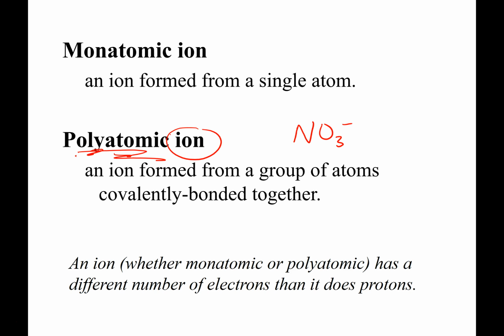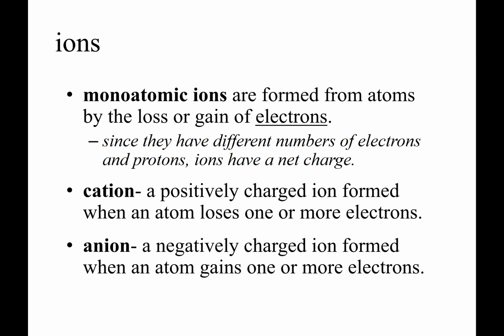What's the charge of nitrate? -1. Perfect. If you're not sure what I'm talking about, that's okay, we'll get there. That's just an example of a polyatomic ion. Monoatomic ions, one atom that makes an ion, is what we're going to start with. The number of electrons an ion has outside the nucleus is not the same as the number of protons in the nucleus. That imbalance makes it charged.